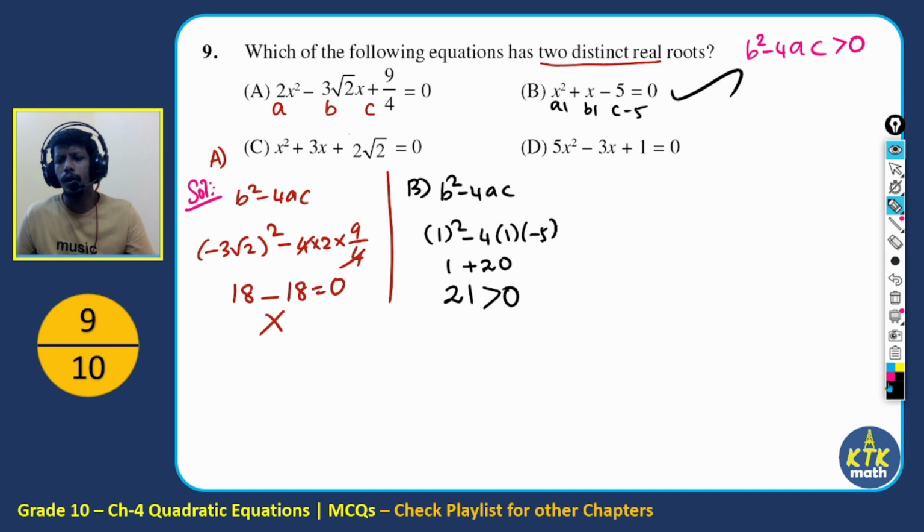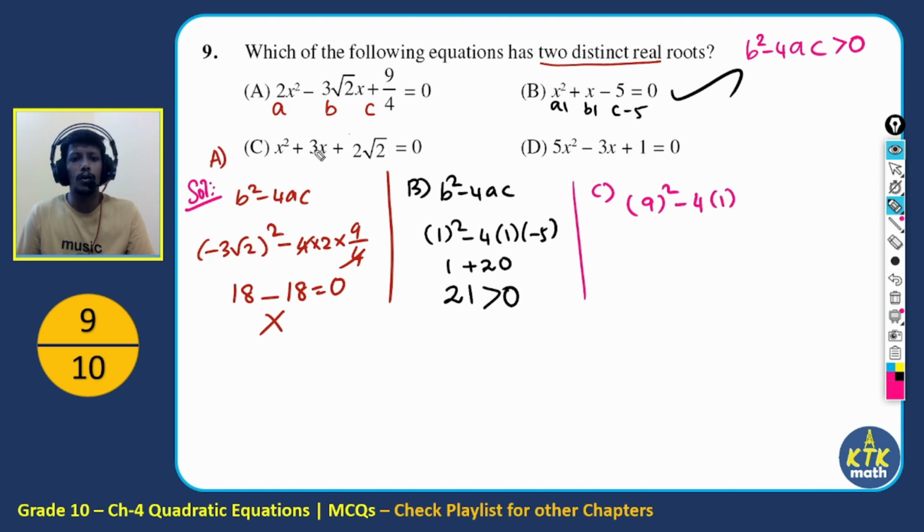Do you want to work with me for C and D also? Yeah, you can check for C and D. b square is 9 square minus 4 times 1 times 2 root 2. Here you are getting something like 81 minus some positive number, so 4 times a times 2 root 2 is given. There also we are not going to have two distinct real roots.